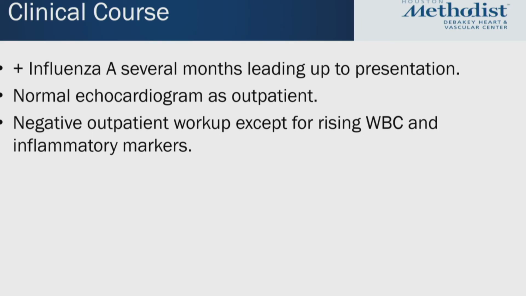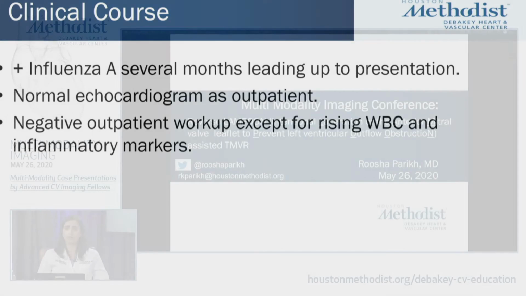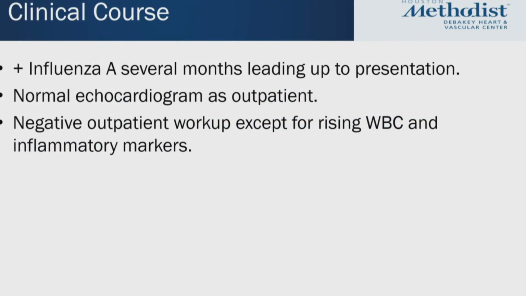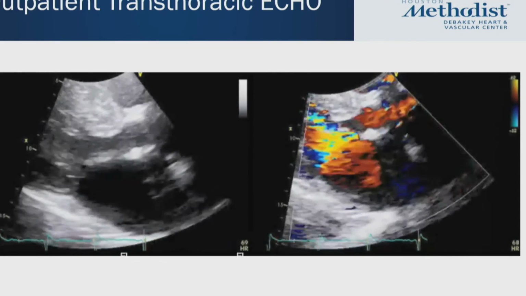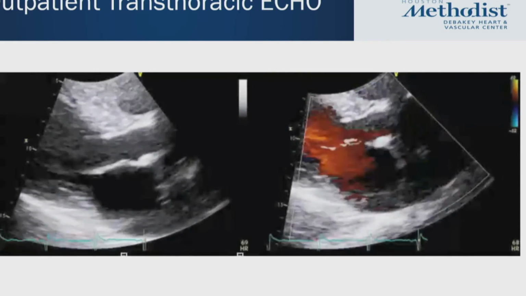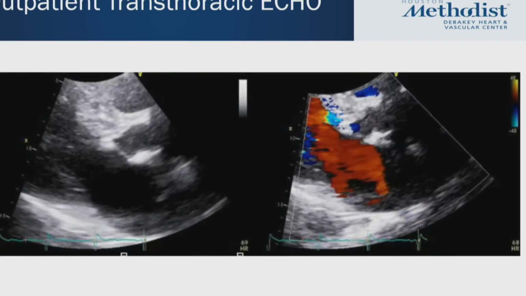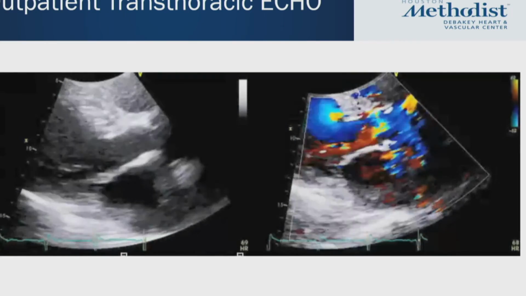Leading up to the events, he had influenza A a couple of months prior and never recovered. He continued to come to his doctors and came into cardiology, and at that time he had a normal echocardiogram and a really unrevealing outpatient workup, except that his white blood count kept on going up over time and his inflammatory markers, CRP and ESR, kept on going up. So his outpatient echo revealed normal biventricular function. His anatomical prosthetic valve looked good. The hemodynamics of the valve as well looked good. There were no issues there.